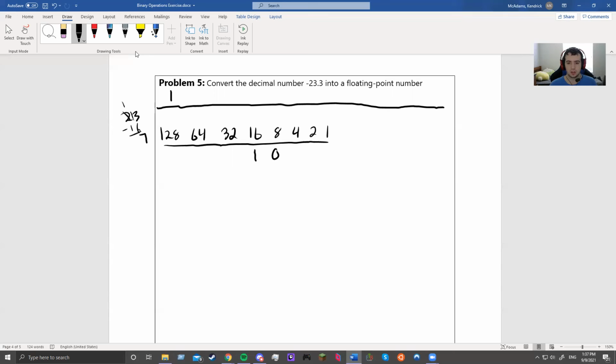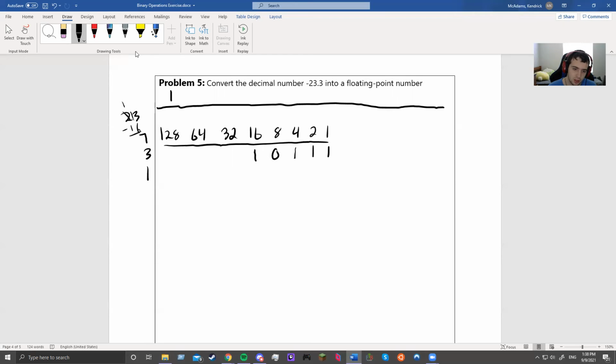Does 4 fit into 7? Yes. So we're going to put a 1. 7 minus 4, that's 3. So we're going to put a 3 here. Does 2 fit into 3? Yes. So we're going to put a 1. 3 minus 2, that's 1. So we're going to put a 1 here. 1 fits into 1. So we're putting another 1 here. And here we go. We've got our whole number into binary.